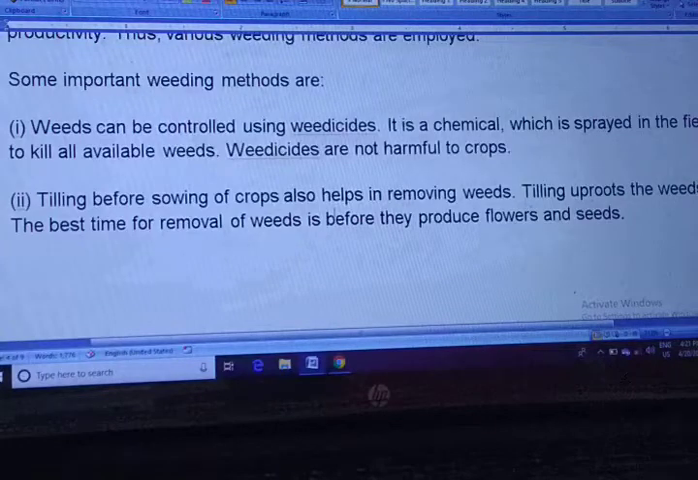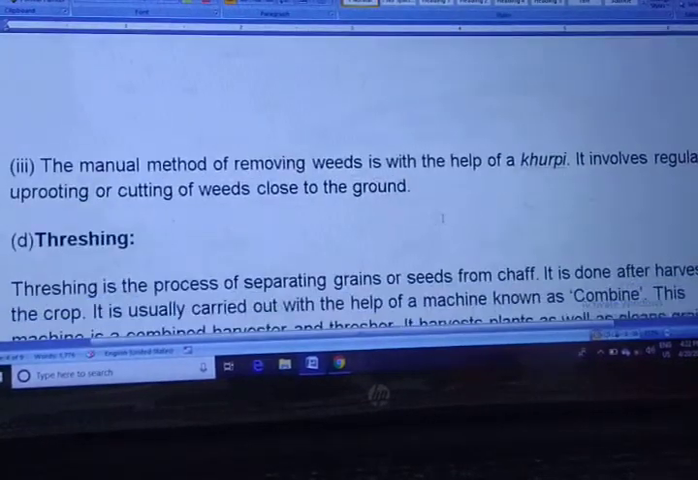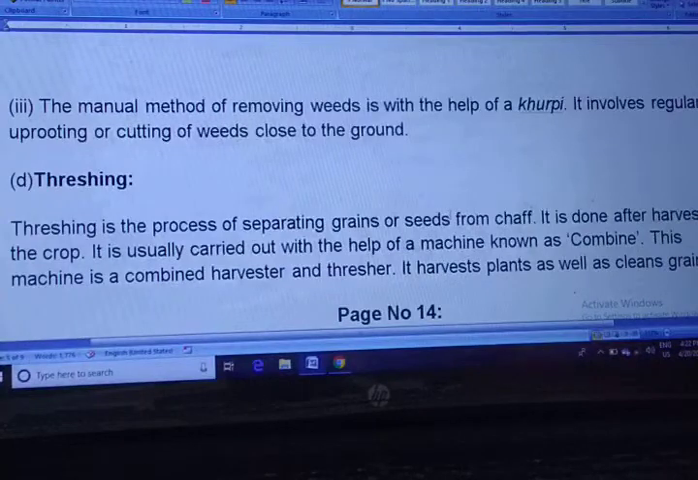Tilling before sowing of crops helps in removing weeds. Tilling uproots the weeds. The best time for removal of weeds is before they produce flowers and seeds. Even if they have already grown, you can do tilling. Tilling means uprooting the unwanted plants from the field. So you can see these methods, including weedicides. Then the third method: the manual method of removing weeds is with the help of a kurpi. It involves regular uprooting or cutting of weeds close to the ground. So you can remove weeds by kurpi also.